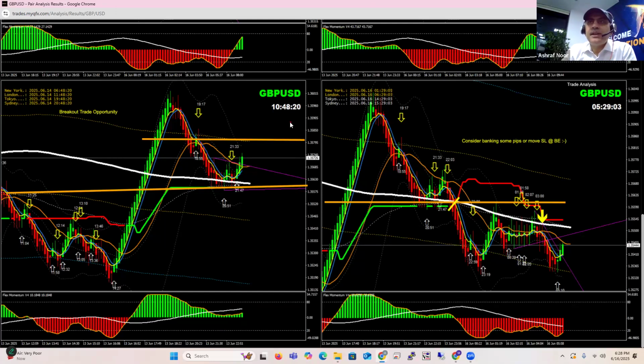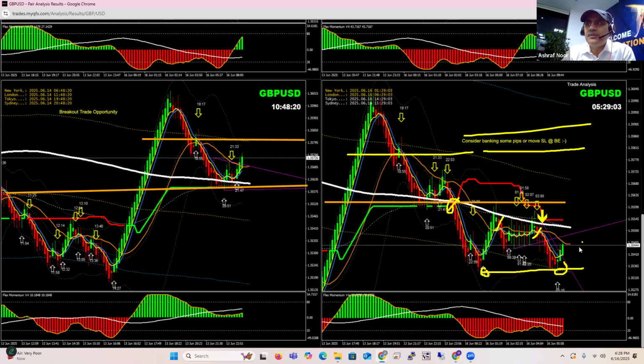So if you look ahead, this is the analysis we did at the Asian session, where we explained to our traders to look for this breakout. You can see the price nicely broke, beautiful. And after this, we did this analysis. As you can see, the price nicely broke. After the price retested and developed a double bottom here, that's what we suggested our traders: time to bank some profit.